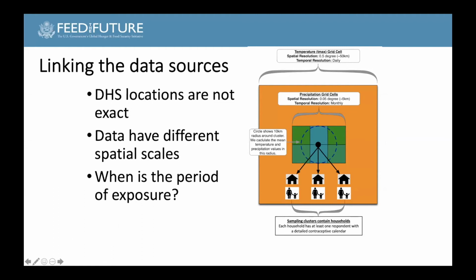And what we do too is we know when each pregnancy occurred. And so we can look at the environmental conditions around each pregnancy. So we have an individual who lives in a community. Maybe she had a baby 2 years ago. We know when that conception occurred, when that pregnancy occurred, and where she lived.